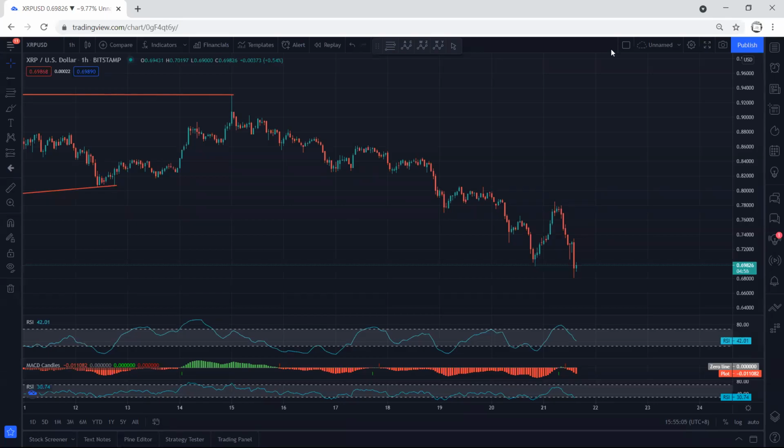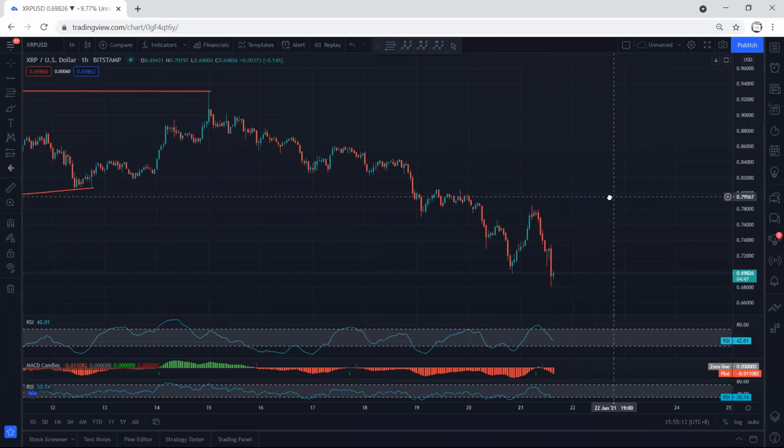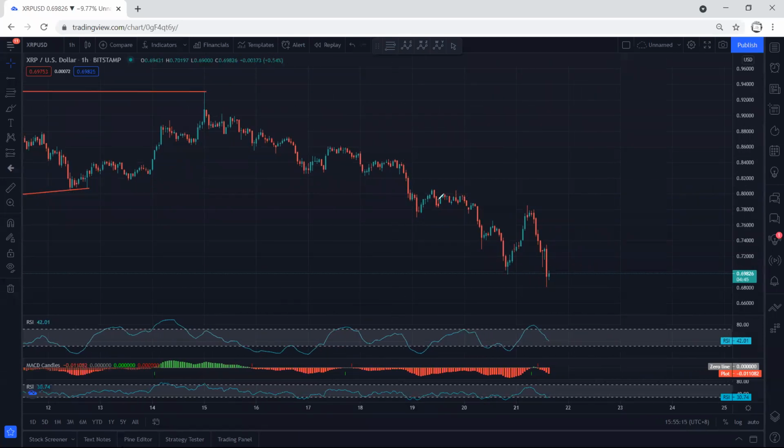XRP, we start with the 1 hour chart. We want to see how we can analyze the chart. First of all, as we can see, the price dropped. If you refer to our analysis, the price was within this move, and no one knows what's next and how we can look for a trade.